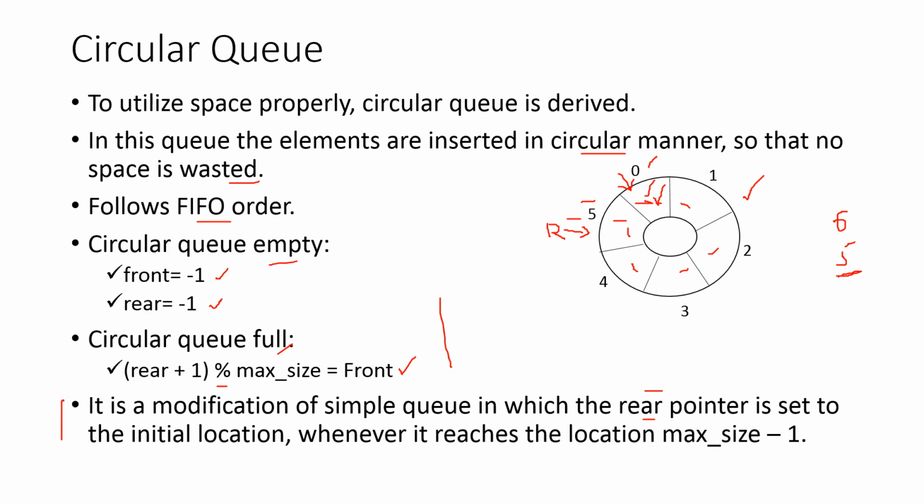That is, the rear pointer is set to the initial location when it reaches max size -1. Maximum size is 6 and max -1 is 5. When rear reaches the fifth position, the rear will go to the initial location, that is 0. So that is about what a circular queue is.